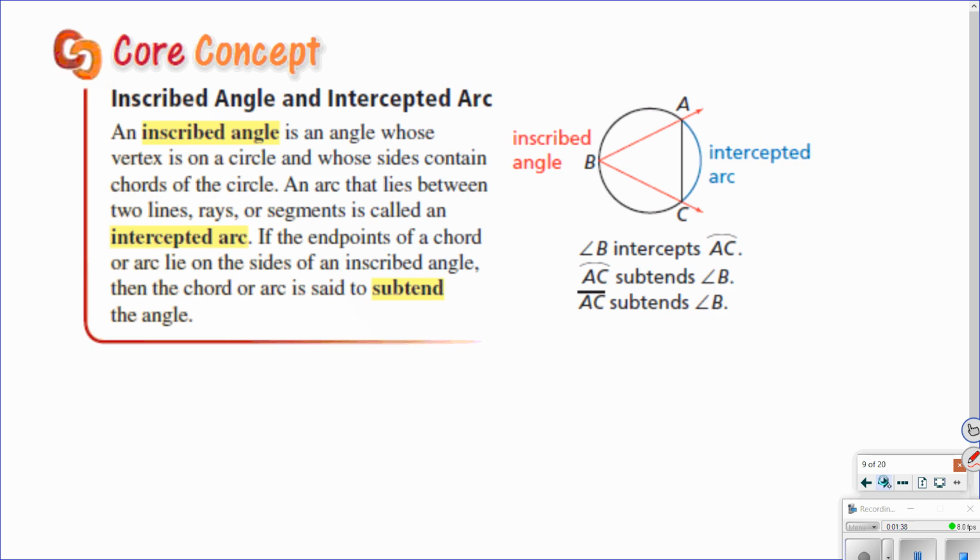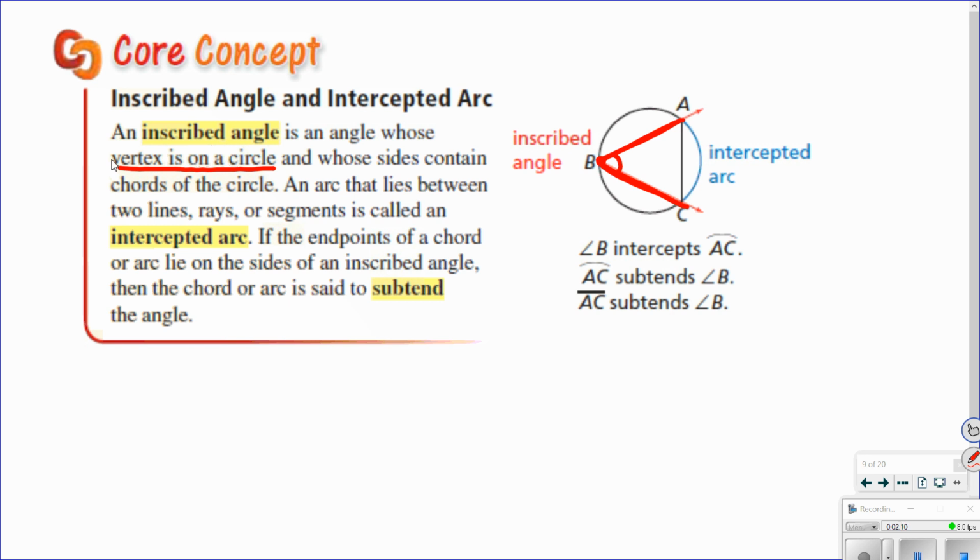Okay, so an inscribed angle, I've got this picture right here. It says an inscribed angle is an angle whose, this is the important part, vertex is on a circle, and whose sides contain the chords of a circle. So if you look at this angle ABC right there, that angle is an inscribed angle. The vertex is on the circle, and its sides are just chords of the circle. So those two are chords of the circle.